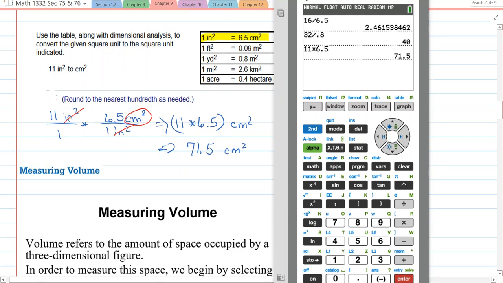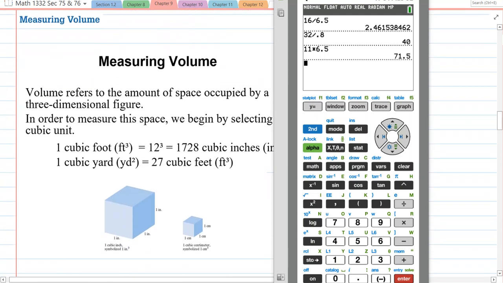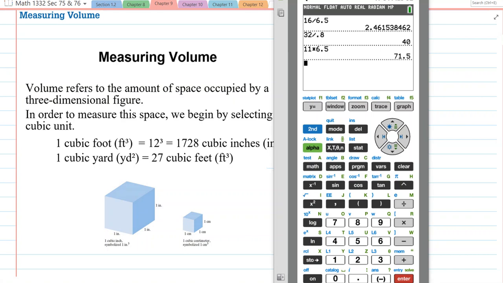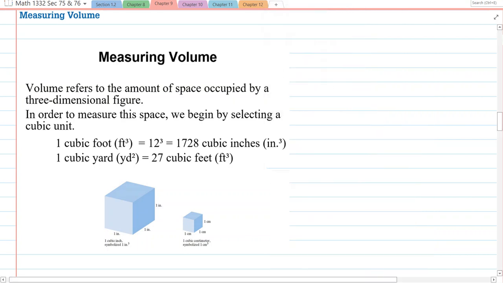All right, well, now we're going to volume. And as I described before about volume, I mentioned that it involves containment of something.